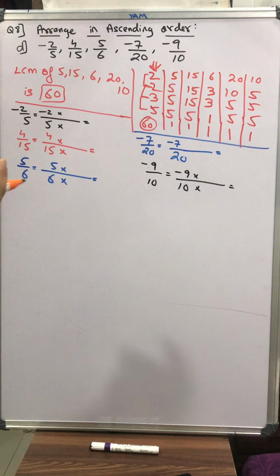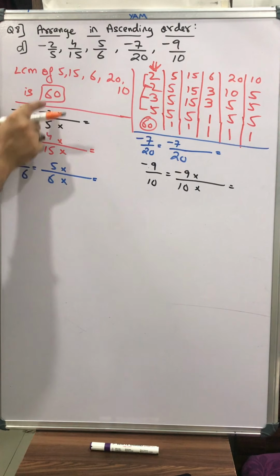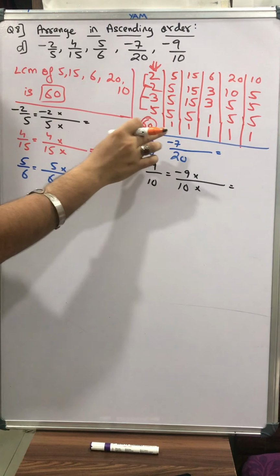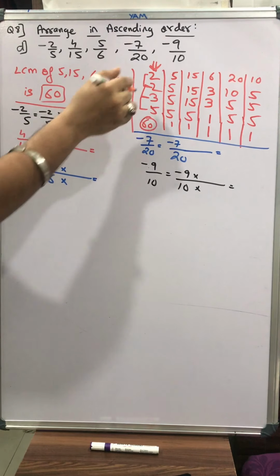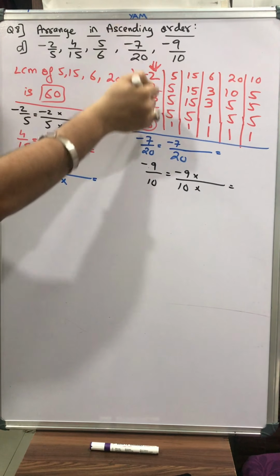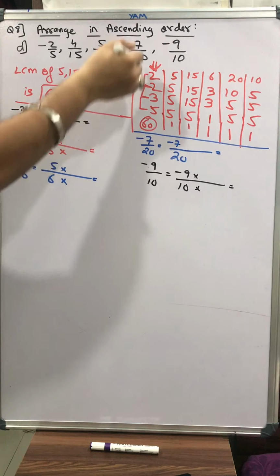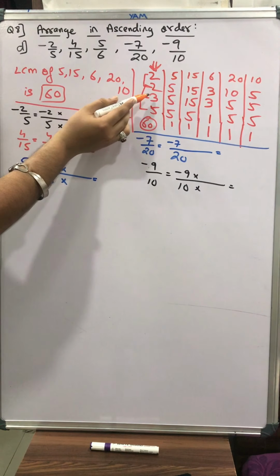I repeat again. I have 5 here. I want to make 60. So leave 5, excluding 5, whatever other numbers are present in the first column, that we have to do. 3 2s are 6.